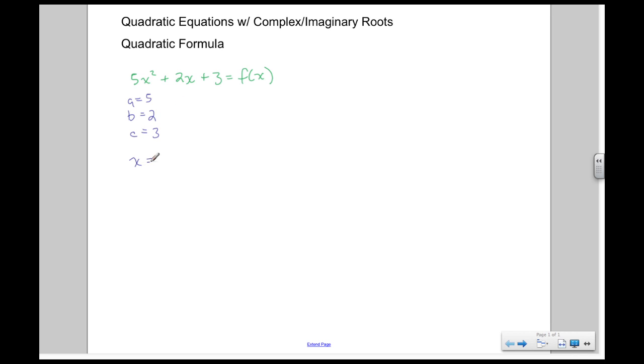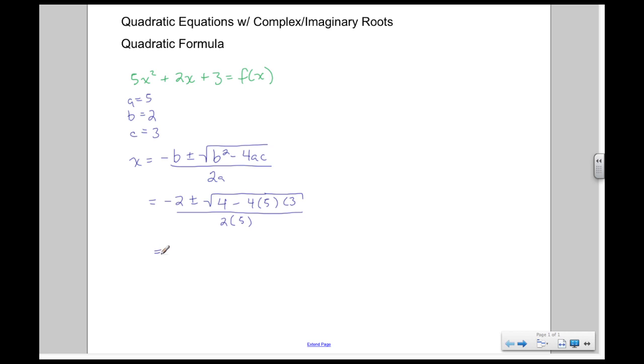The quadratic formula is negative b plus or minus the square root of b squared minus 4ac, and that whole quantity divided by the expression 2a. Now let's make our substitutions. B here has the value of 2. B squared is 2 times 2, which gives us 4, minus 4 times a, which is 5, times c, which is 3. And that's going to be divided by 2 times a, and in this case a is 5.